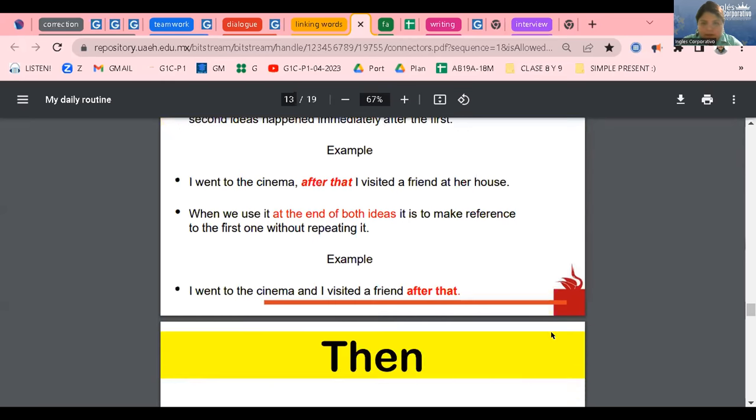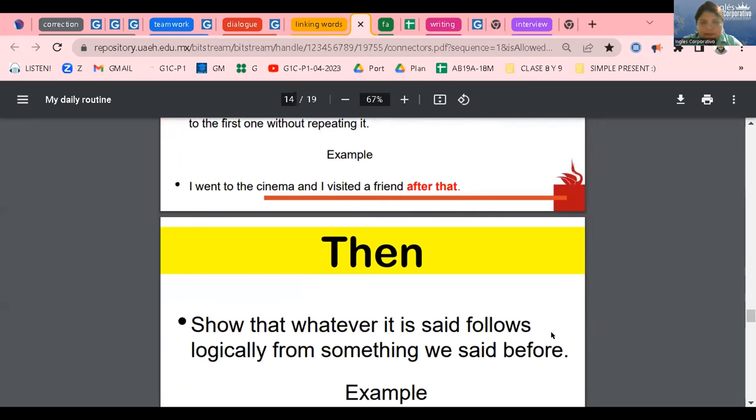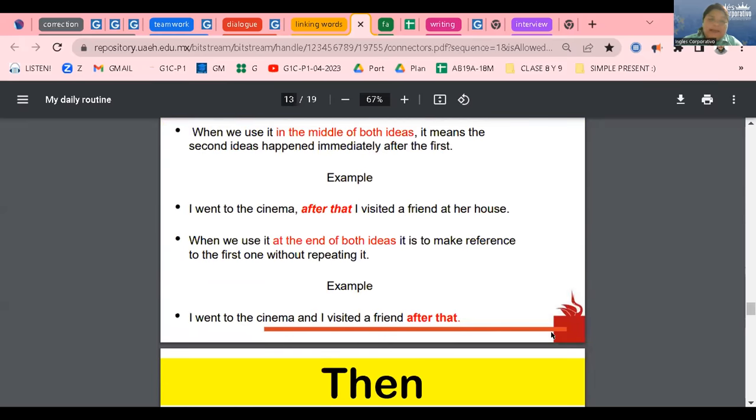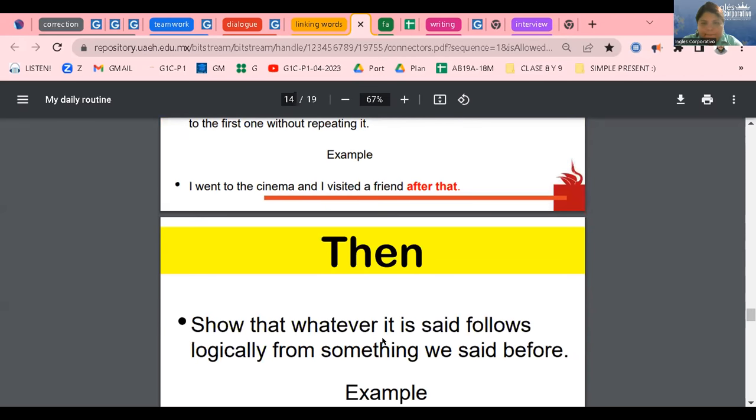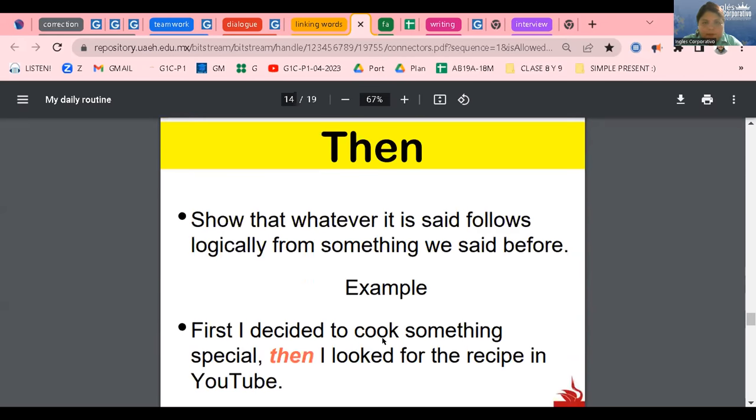So now let's continue with then. Eso les va a ayudar a ustedes para que sepan cómo ubicar estos conectores. Okay, so now we continue with then and help us with this one, please. Let's see, Carmen. Then, definition. Oh, well, let's see, Johnny, help us, Johnny.